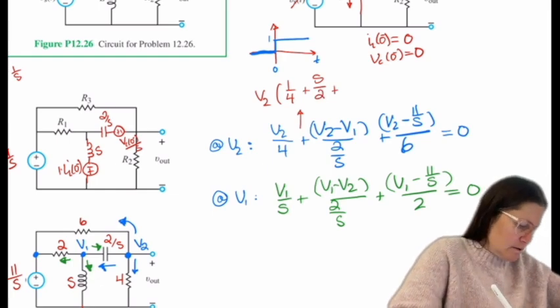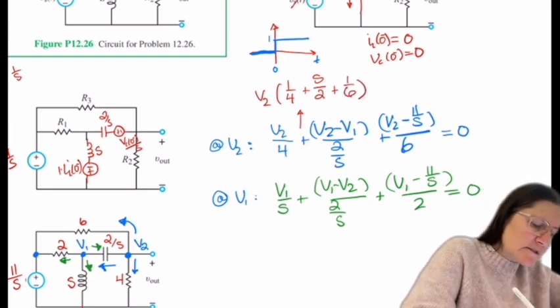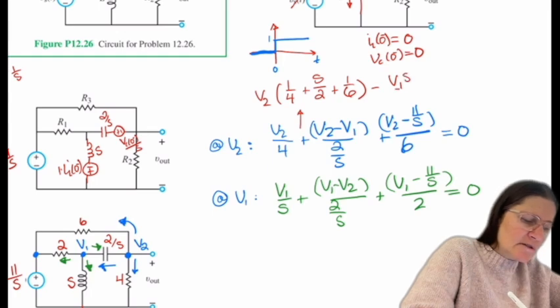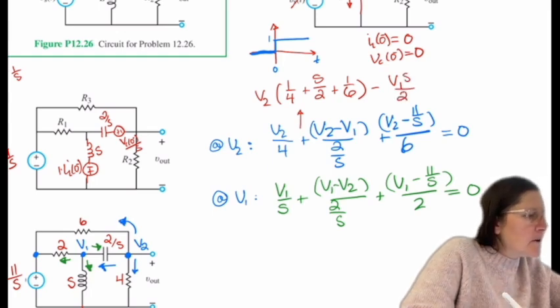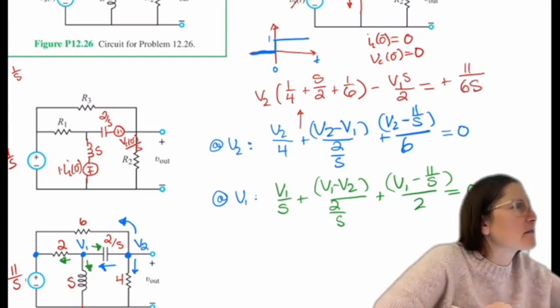Oh wait, did I write that one wrong? 1 over 6, yeah, 1 over 6, and then a minus V1 times S over 2. And then that's equal to the 11 over S, which is a minus, so that goes over to positive, and then you combine the 6 and the S that's on the bottom together.